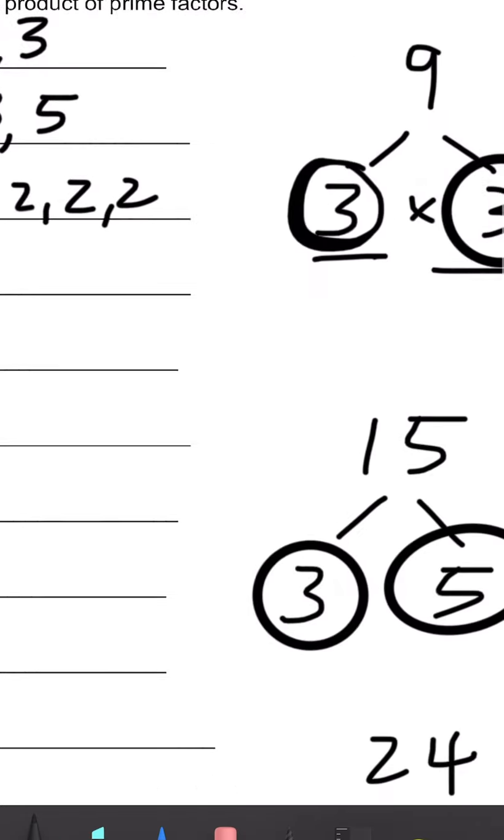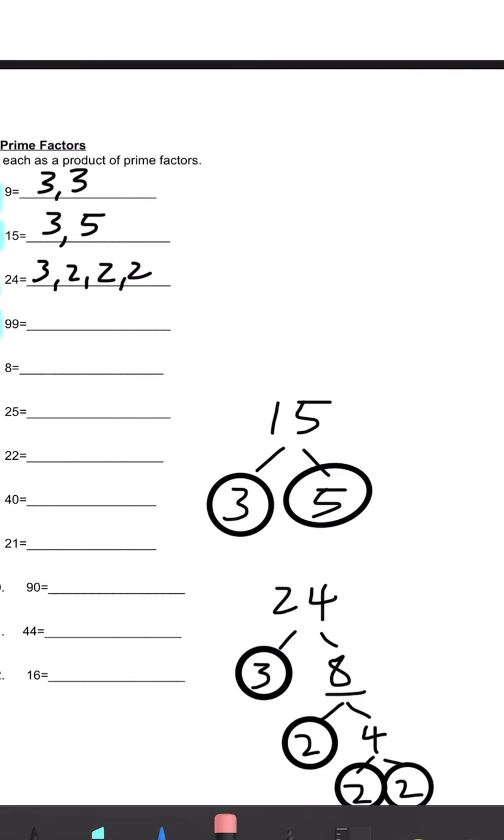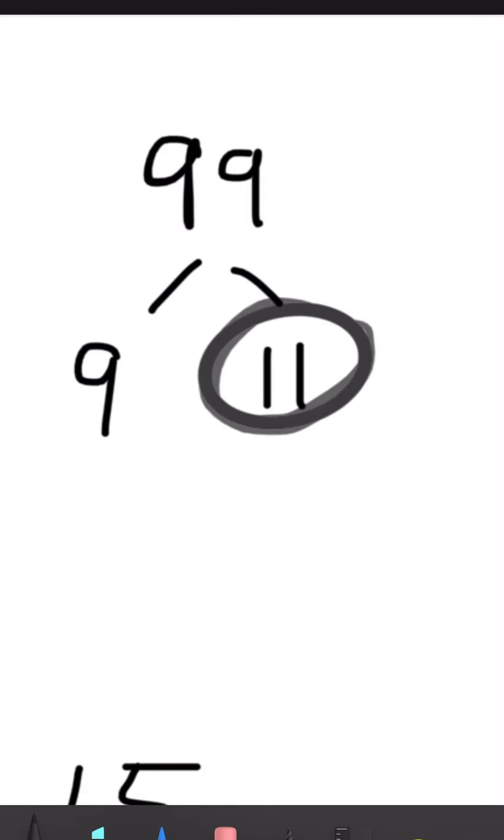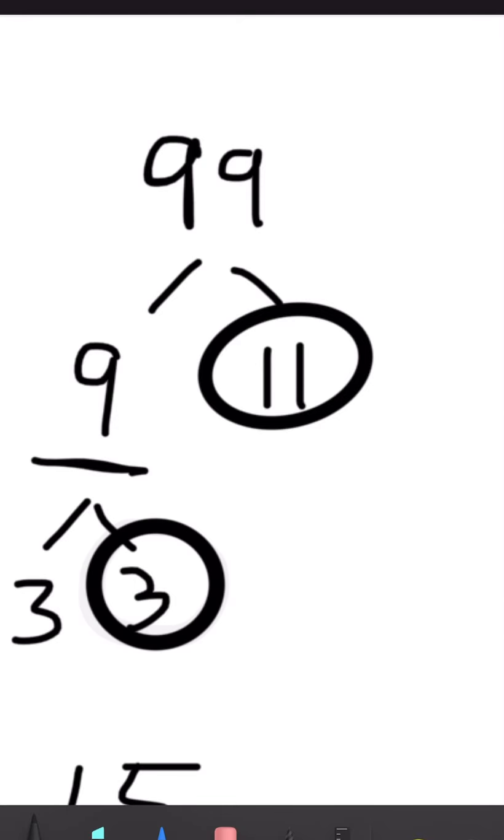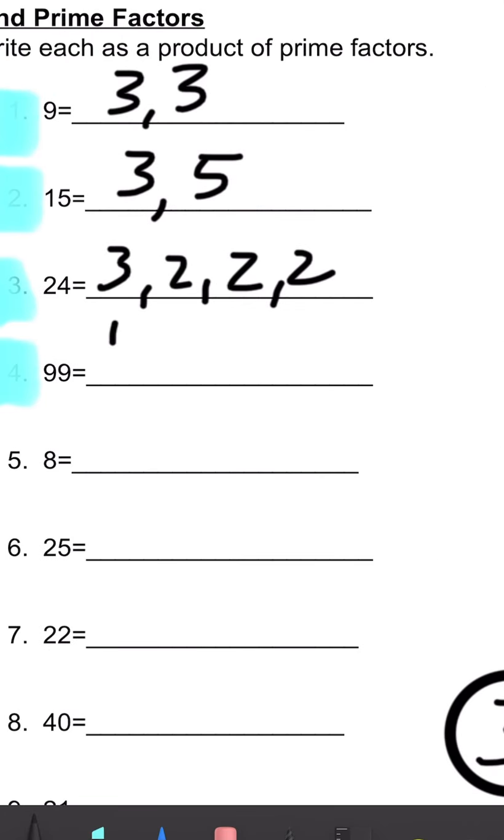Okay, next we'll do number 4, which is 99. I'll erase this and do it up here. 99 can factor into 9 times 11. 11 is a prime number, so we'll circle it and leave it. 9 can factor into 3 times 3. And again, 3 is a prime number, so we'll circle these and leave it. So our prime factors are 11, 3, and 3.